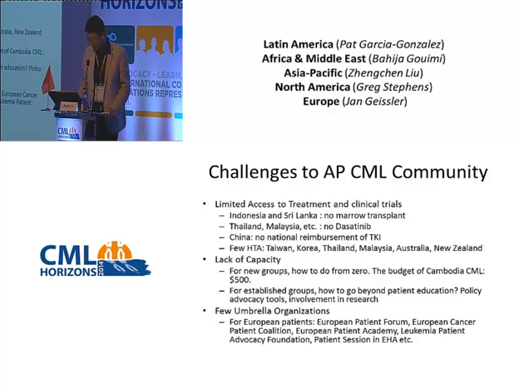And for established groups, we should know how to go beyond patient education. For example, the policy advocacy tools and patient involvement in research. And in Asia Pacific, there are few umbrella organizations. European patients have many umbrella organizations. For example, the European Patient Forum, European Cancer Patient Coalition, European Patient Academy, and of course, Leukemia Patient Advocacy Foundation, and patient sessions in EHA, the European Hematology Association.